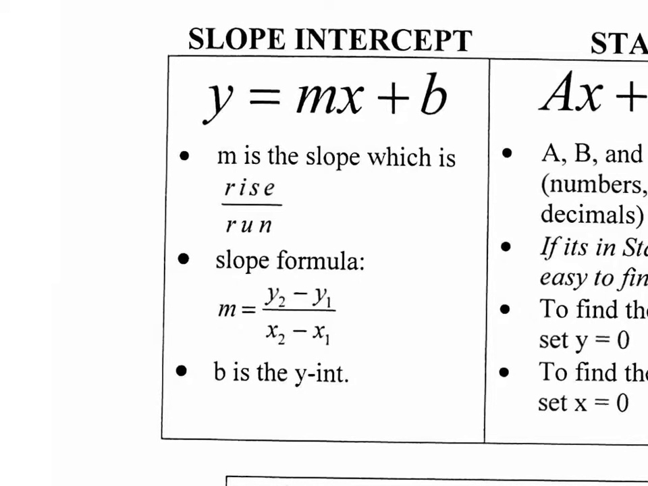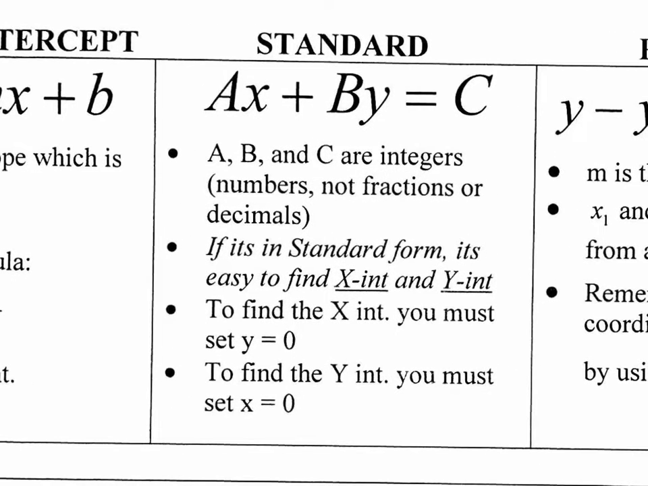Slope-intercept, we already know, y by itself, y equals mx plus b. We already know m is a slope, rise over run. We already know the b value is the y-intercept. We also know standard form, capital Ax plus capital By equals capital C, where A, B, and C are not decimals, not fractions. And it's really easy to find the x and the y-intercept when it's in standard form.